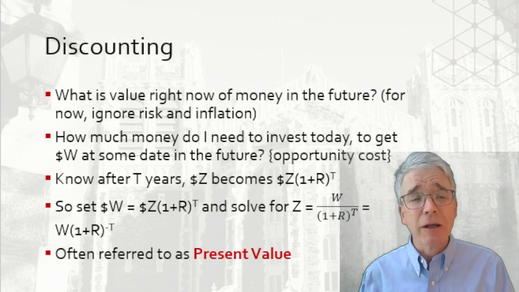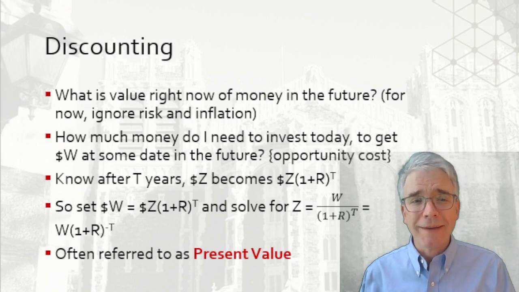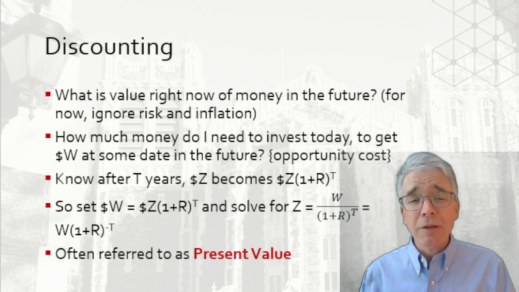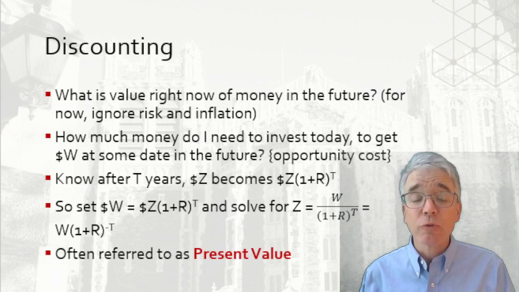What do I have to give up in order to get something? In a simple case, if I can put $100 in the bank today at a 3% interest rate and get $103 in 1 year, then the value of $103 in a year is going to be $100 right now, because that's how much money you have to give up right now in order to get $103 in the future. We call it discounting because the value goes down. $1 in the future is not worth $1 today. $1 in the future is worth less than $1 today because of opportunity cost, because of interest rates.